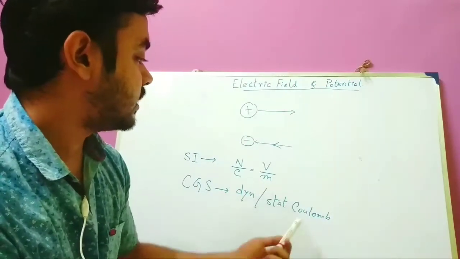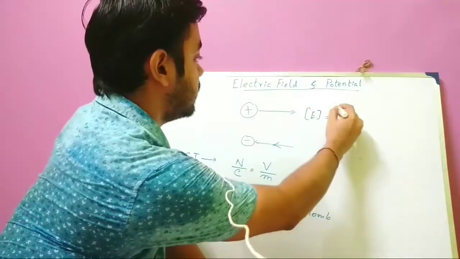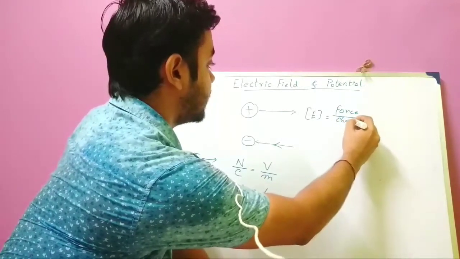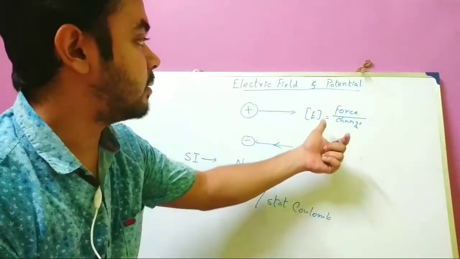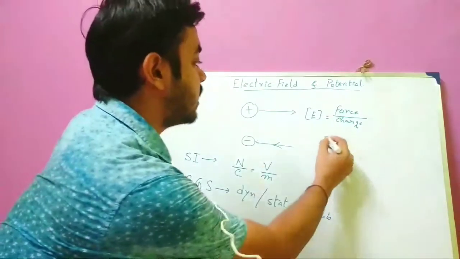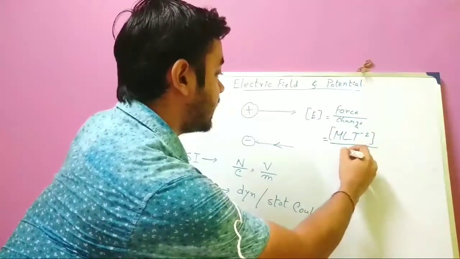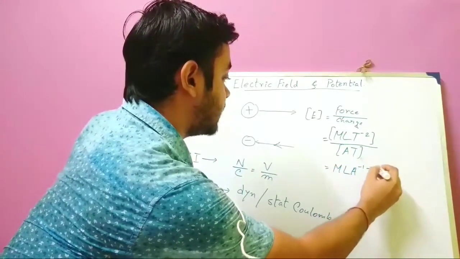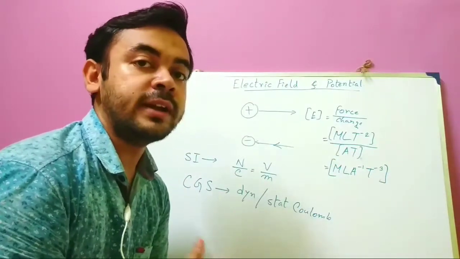Let us see its dimension. E equal to force by charge. Because from the definition, the electric field at any point is the force experienced by a unit positive charge placed at that point. So force per charge. Now the dimension of force is M L T to the power minus 2, and charge is A T. So it will be M L A inverse T to the power minus 3. Is it clear to all? Now move on to the next part.